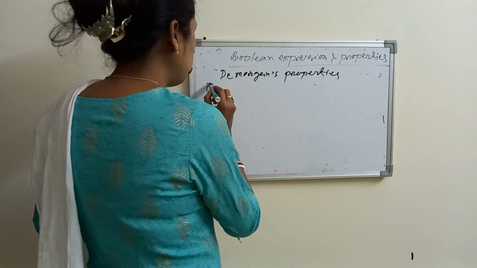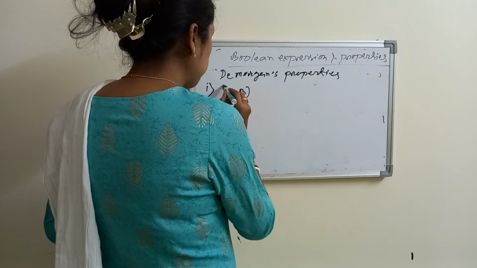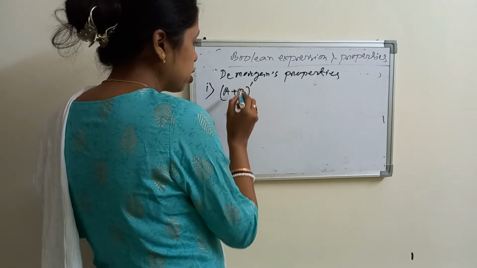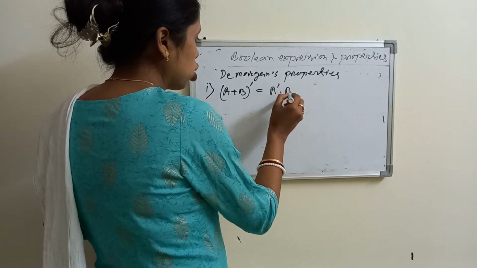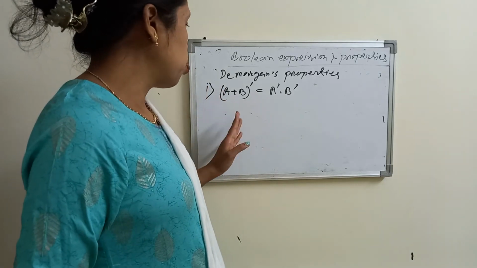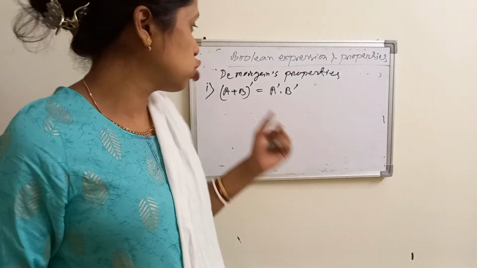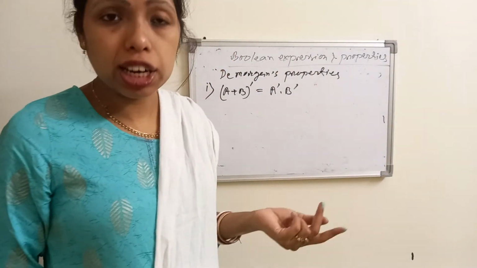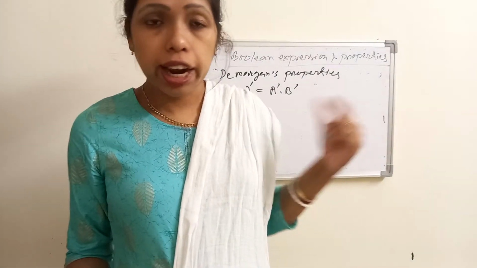Okay, there are two properties. First property I am writing, suppose (a + b) whole prime. This means if you add two inputs, a plus b, and then take the complement, you will get a' dot b'. That means the complement of the addition of two inputs is equal to, if you complement the two individual inputs and then multiply them, you will get the same result, right?